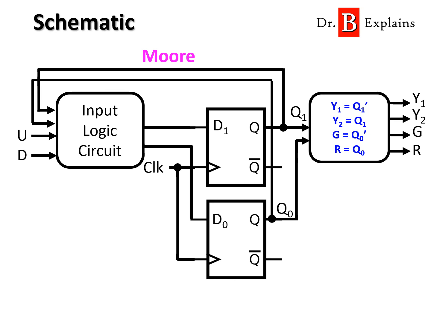So this is how it's going to look now. We had mentioned that we have this, we have that. Now we need to think about this input logic circuit. What does it need? It needs U and D, and it also needs Q1 and Q0 as inputs, and it's going to give us D1 and D0 as outputs. So we need to think about a logic circuit that we design that has these inputs and these outputs. We're going to see that now.